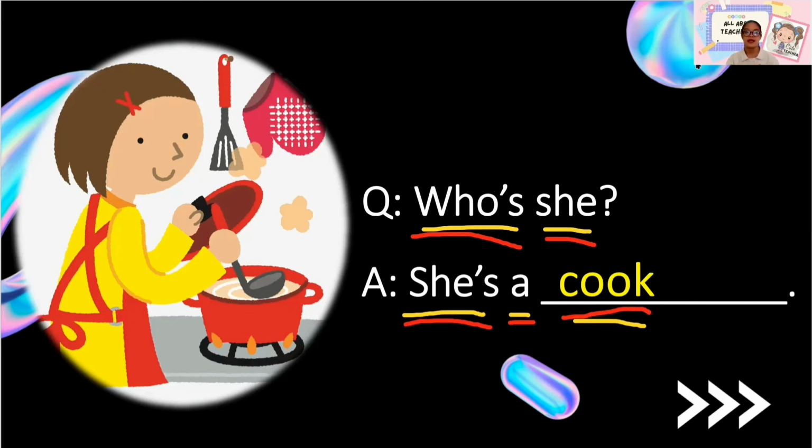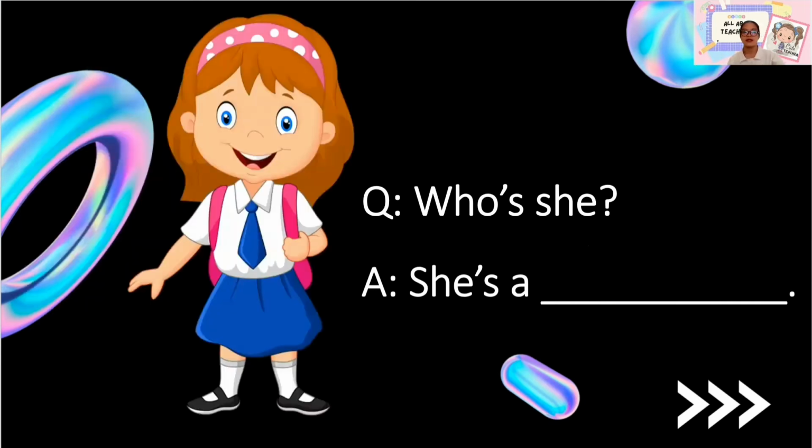Very good. Now let's proceed with our next example. All right. How about this young girl? Who's she? Very good. She is a student. As what we can observe, she's wearing her school uniform.